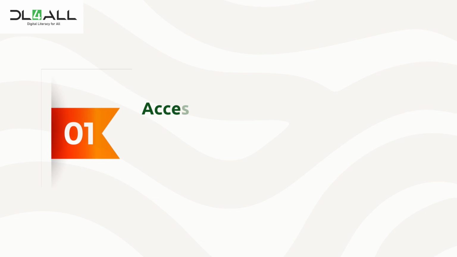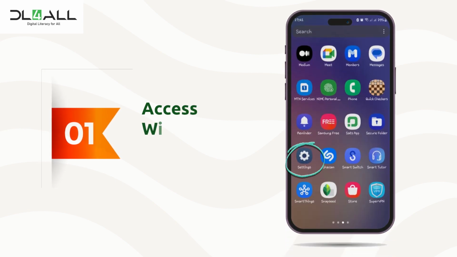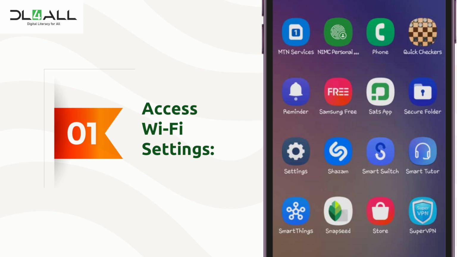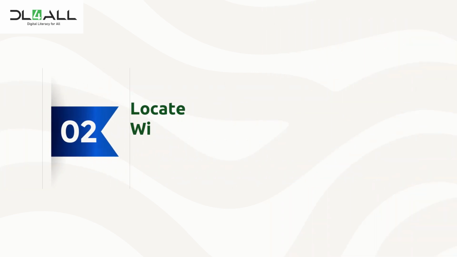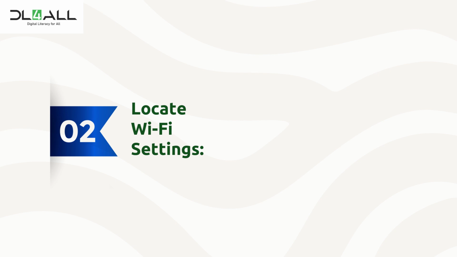1. Access Wi-Fi settings. Open the settings menu on your device. This is typically represented by a gear icon and can usually be found on the home screen or in the app drawer. 2. Locate Wi-Fi settings.